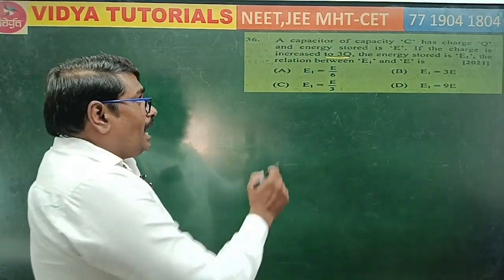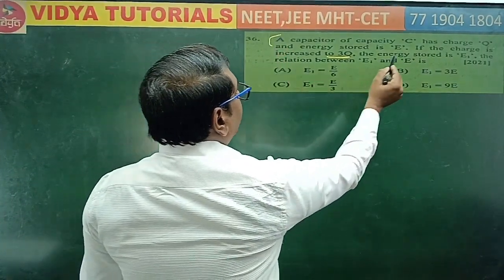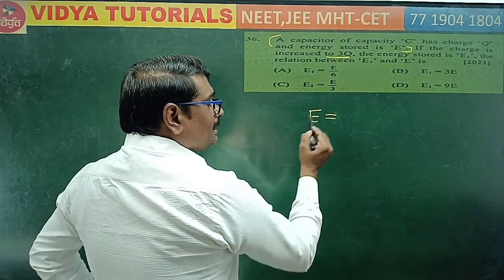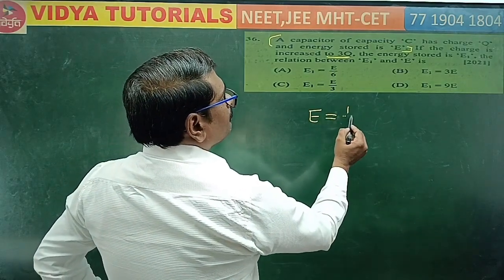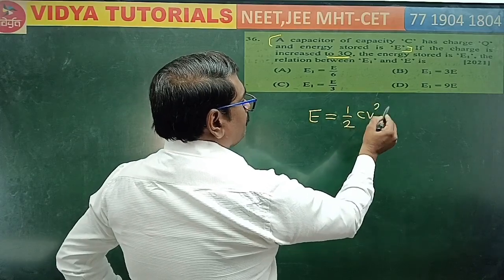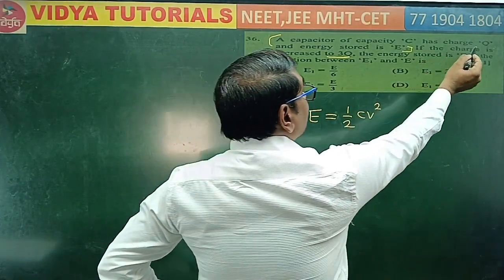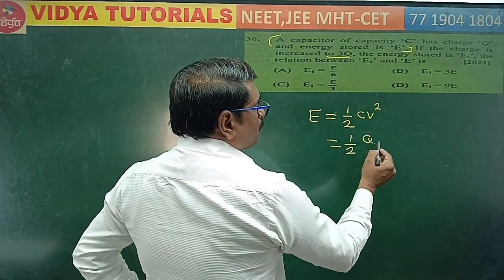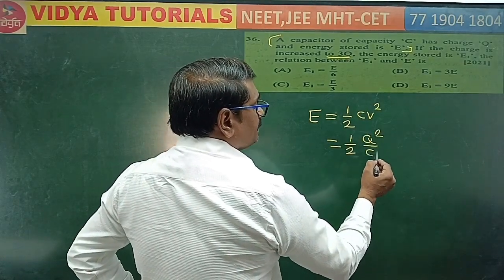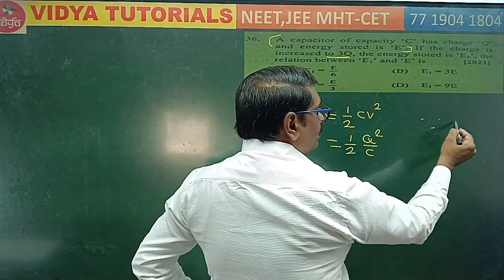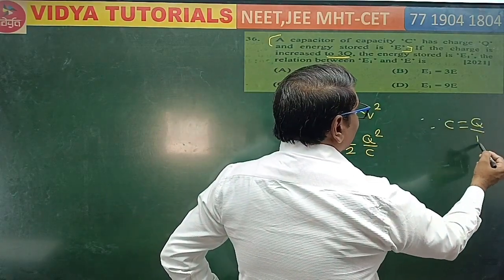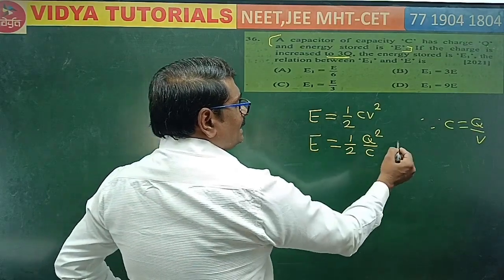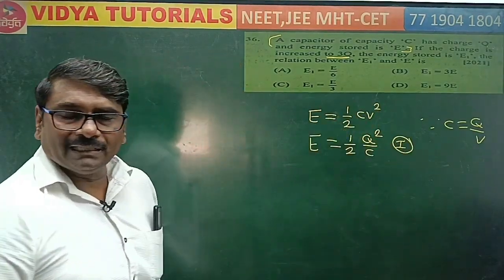Now, according to this first line, we know that the energy stored in a capacitor is 1/2 CV square, but in this case V is not given, and instead of V there is Q. Therefore, the modified formula is half Q square by C. Why? Just recall C is equal to Q by V, and therefore V is equal to Q by C. When we replace and simplify, we get E, and this is our equation number one.